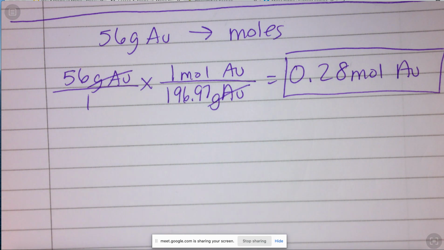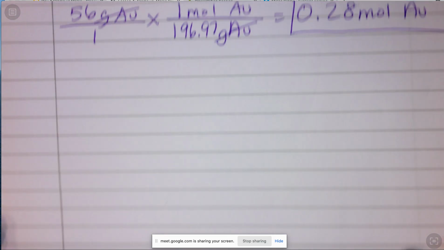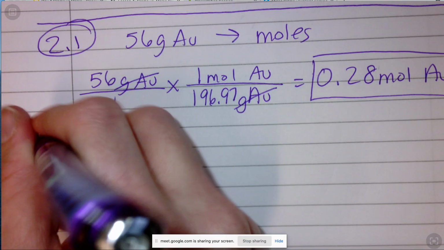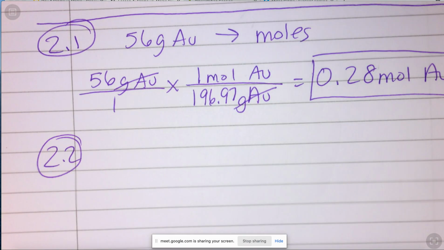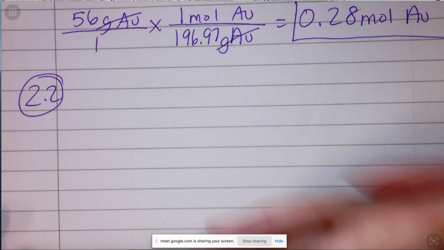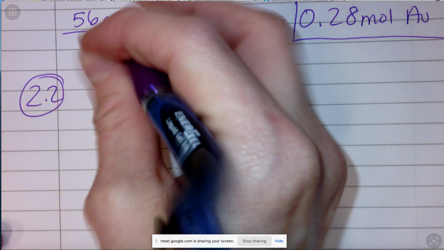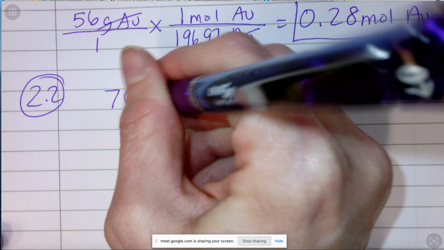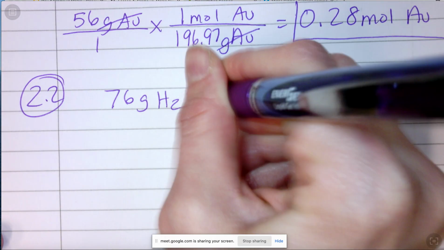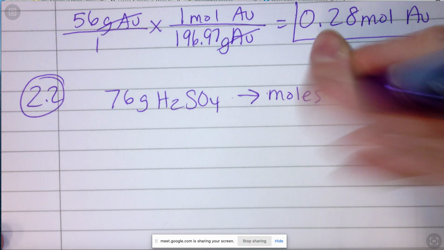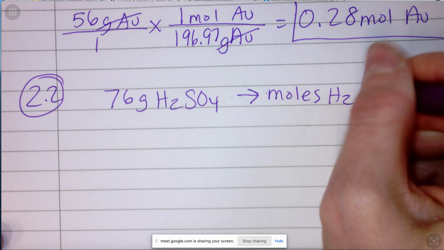Okay, and then the next one I'm going to do, I'm going to also do 2.2. Okay, so this was 2.1. And then I'm also going to do 2.2. So for 2.2, I'm given 76 grams of H2SO4, and I'm asked to convert that to moles of H2SO4.